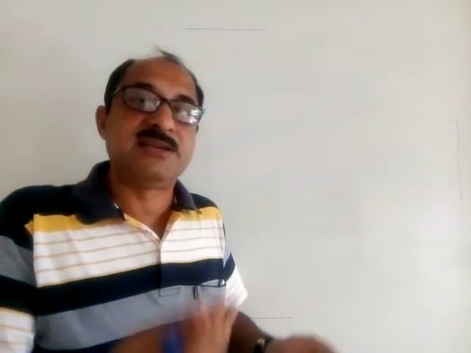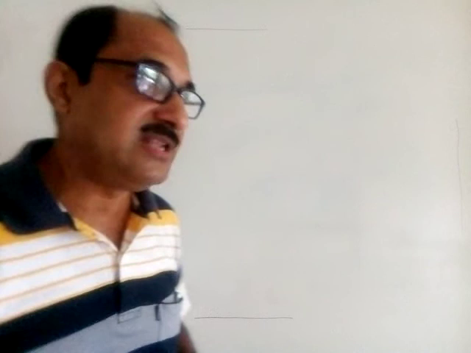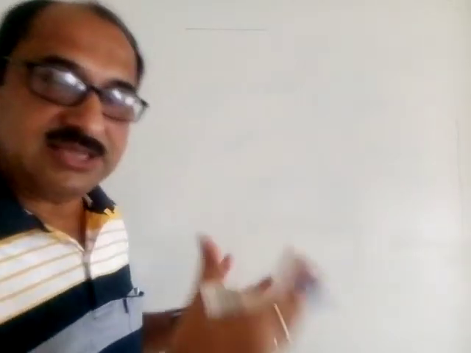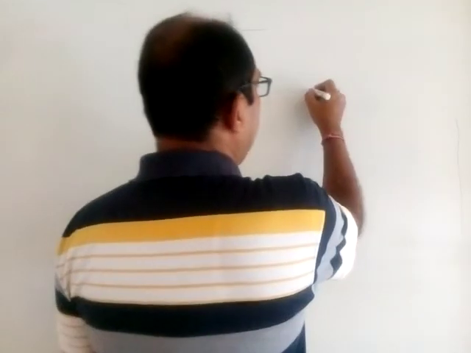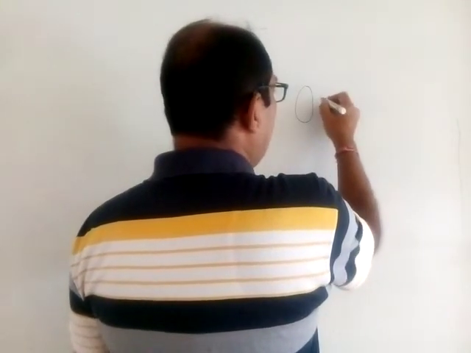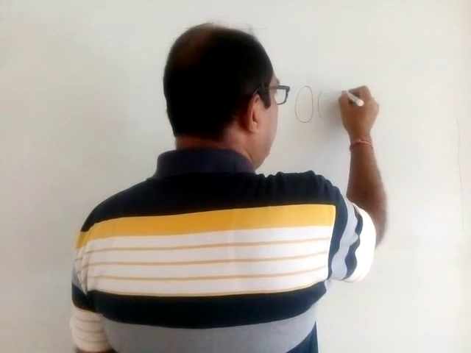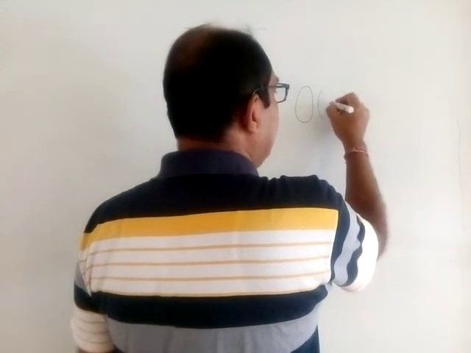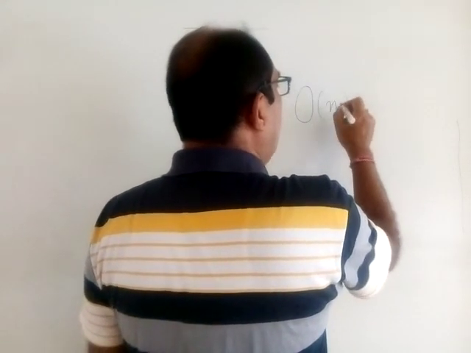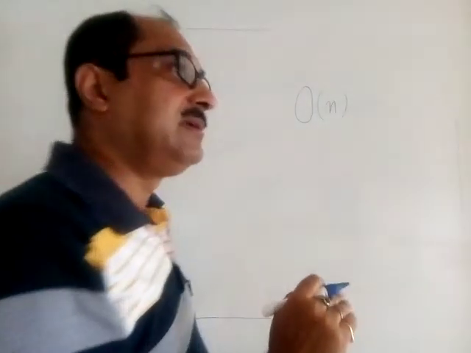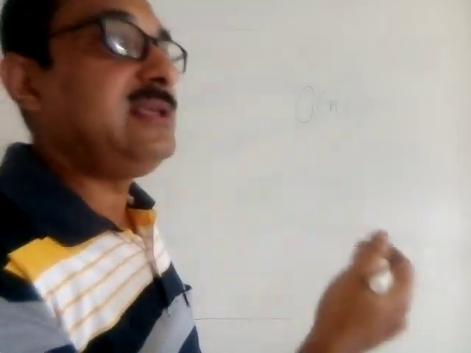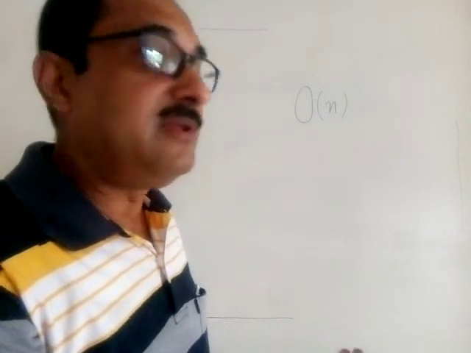I used another term called big O notation. What is big O notation? That's the thing we are going to elaborate on in today's lecture. Big O notation is basically we write a capital O, and then within a function bracket, we write how the performance of an algorithm varies with the input size.